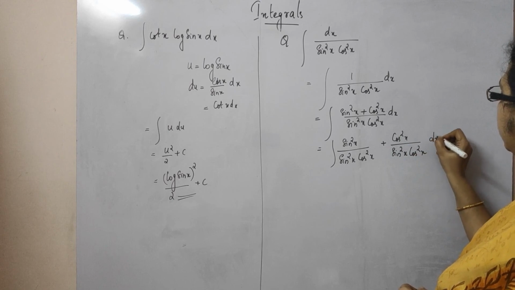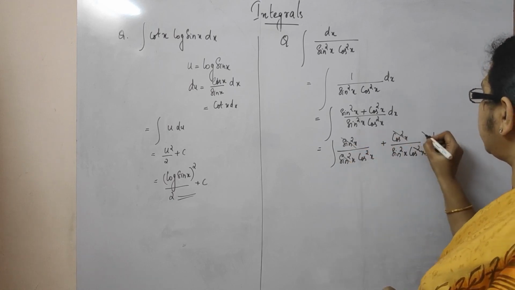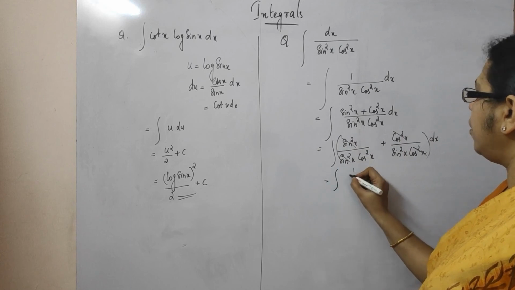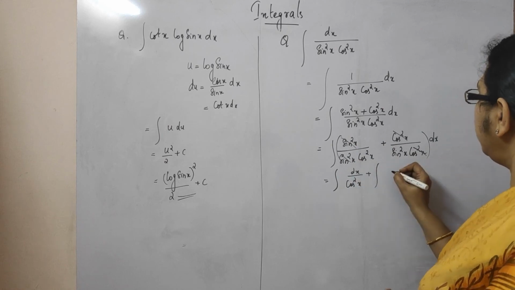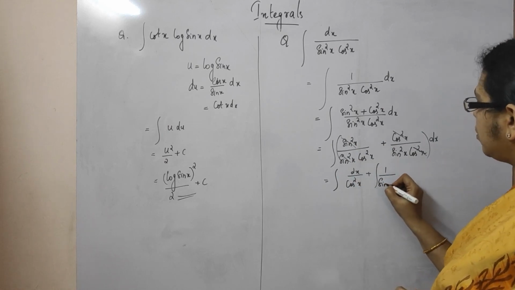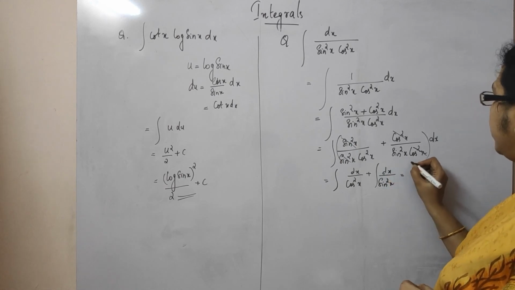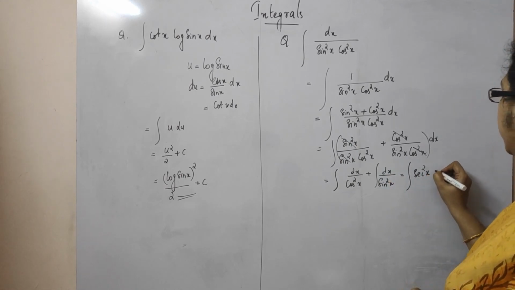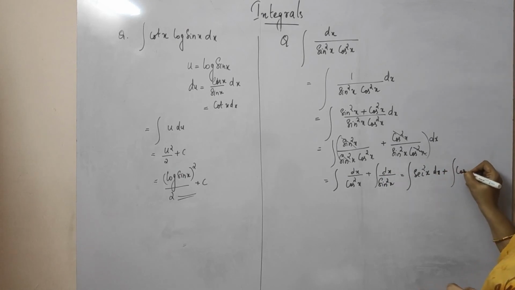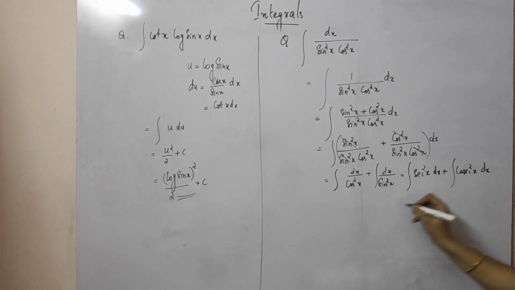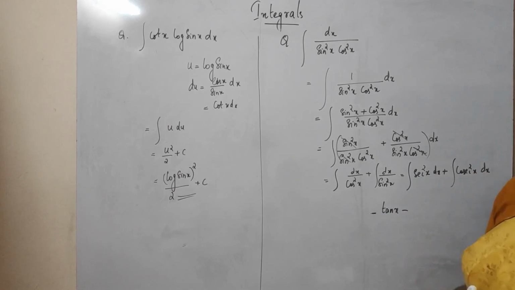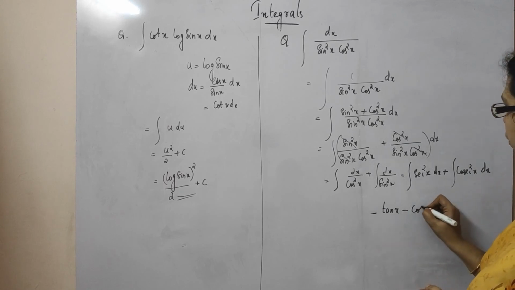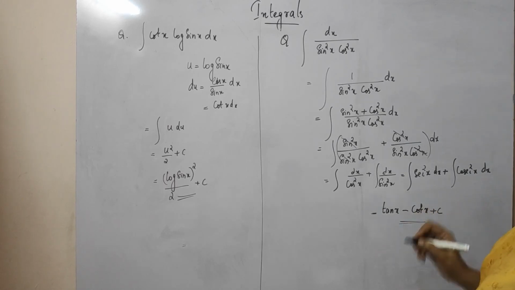So what do I get here? Cos squared x gone, sin squared x gone. That gives me integral of 1 by cos squared x dx plus integral of 1 by sin square x into dx. Now further I can write this as integral of sec squared x dx plus integral of cosec squared x dx. Now what is the integral of sec square? You know that it is tan x. What about my cosec squared x integral? Minus cot x plus c. So this gives the value. Am I clear? Okay, go through it.